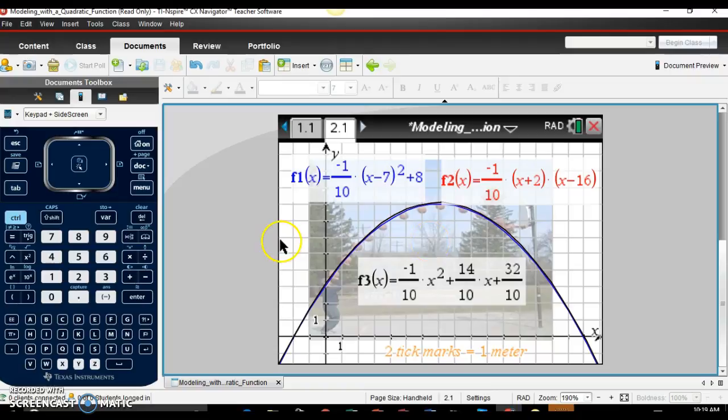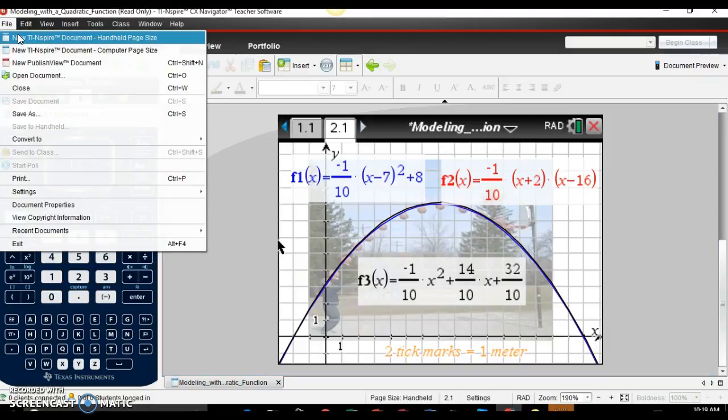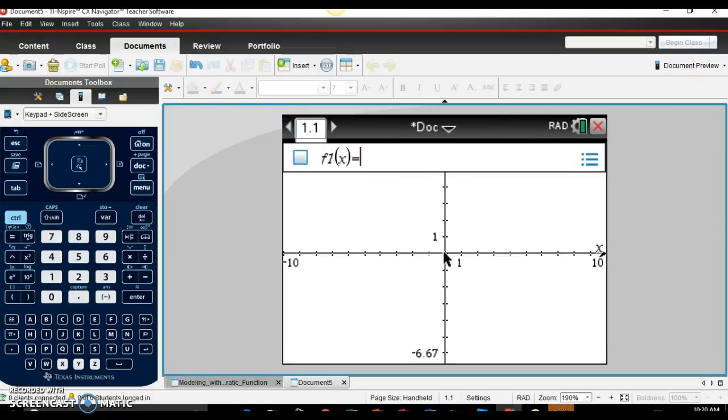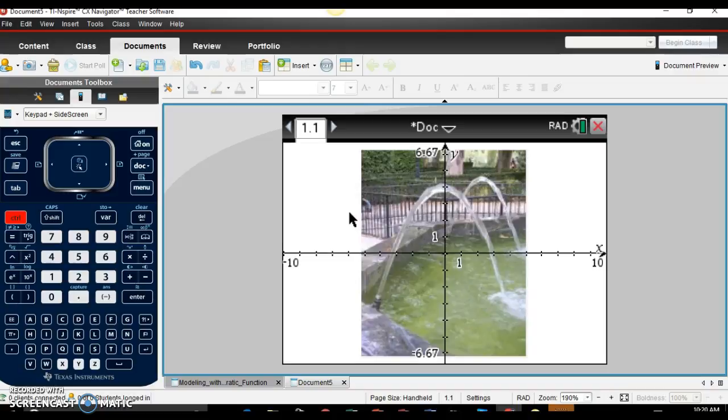I'm also going to show you how you can create this picture by yourself. If I come over here to File, I'm going to start a new handheld page, and I'm going to add a graph. Now this puts a coordinate grid on here. I'm going to click on the inside. Now earlier I Googled a picture of quadratic problems and I copied it. So now I'm just going to paste it right on top of here.